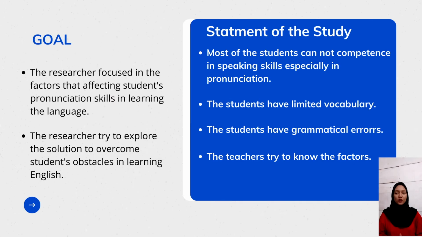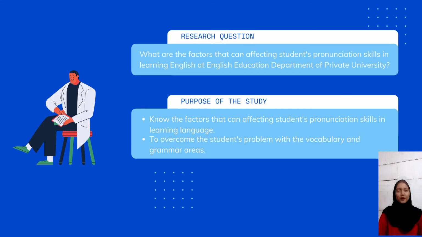So the goal of this study is that the researcher focuses on finding the factors affecting students' pronunciation, and the researcher hopes that the teachers can solve the problem. My research question is, what are the factors affecting students' pronunciation skills in learning the English language at the English Language Department of a private university? The purpose of this study is to know the factors affecting students' pronunciation skills in learning English and also the ways to overcome the problems.